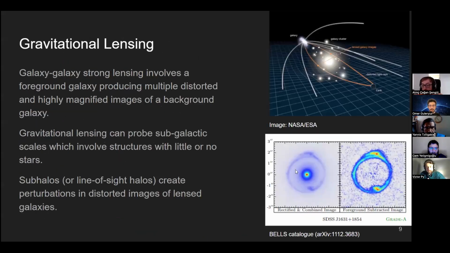So you can imagine in this picture that there should be a lot of these smaller objects scattered. And those smaller objects should also bend the light a little bit. Not as much as the big galaxy at the center, but observably so, a little. So these subhalos or line of sight halos, anything along the line of sight, create these perturbations in these images that we observe. And through those perturbations, we can detect them. And that's exactly what we do.